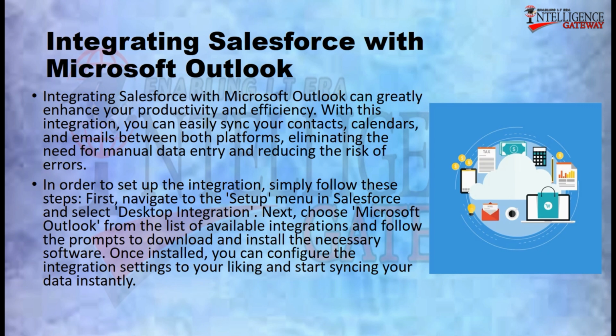In order to set up the integration, simply follow these steps. First, navigate to the Setup menu in Salesforce and select Desktop Integration. Next, choose Microsoft Outlook from the list of available integrations and follow the prompts to download and install the necessary software. Once installed, you can configure the integration settings to your liking and start syncing your data instantly.